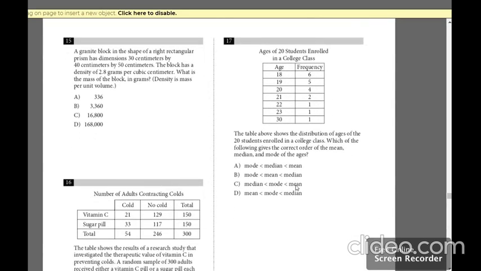Moving on to the next question. A granite block in the shape of a rectangular prism has the dimensions 30, 40 and 50, all in the same unit, centimeters. Otherwise you would have to change. The block has a density of 2.8 grams per cubic centimeter. What is the mass? Okay, so we need to work it out and get the mass.